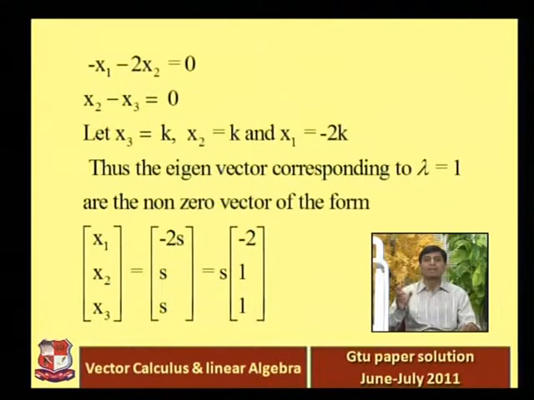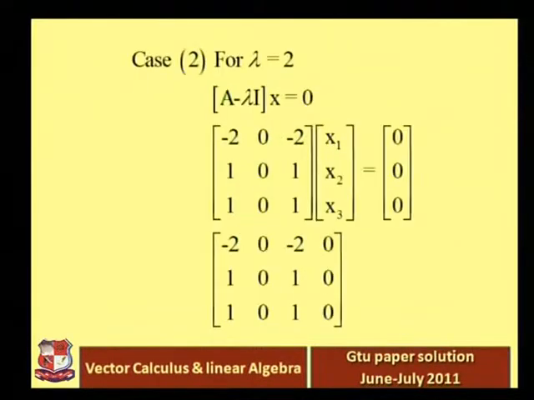So thus the eigenvector corresponding to lambda is equal to 1, that is x1, x2, x3, that is equal to minus 2k. In fact this is not minus 2s, either you suppose s or k, right? So minus 2k, k, k, so that is equal to k into minus 2, 1, 1. Okay, so basically the eigenvector is minus 2, 1, 1. So corresponding to lambda is equal to 1, we get the eigenvector minus 2, 1, 1.